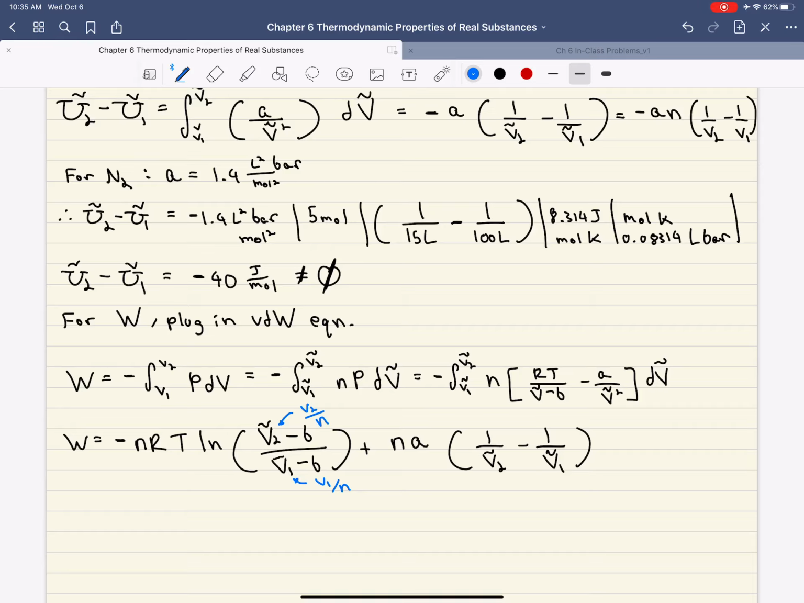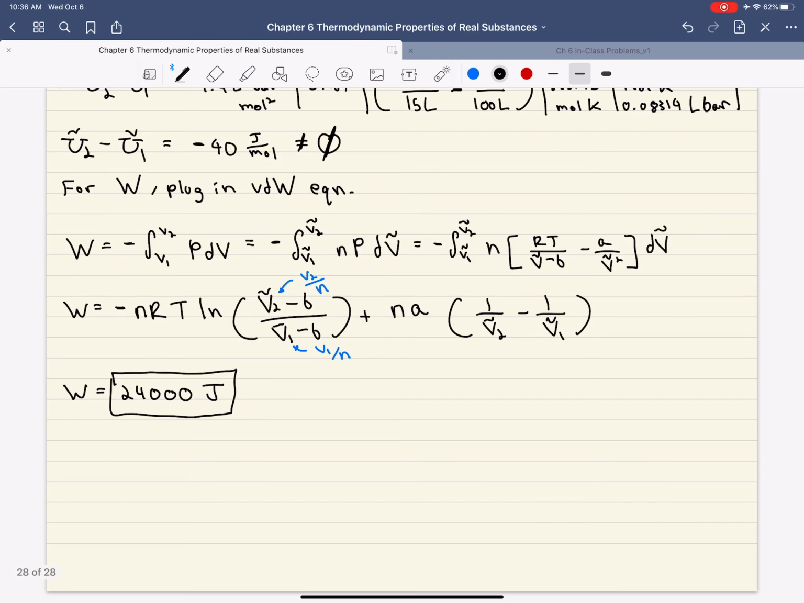All right, and so we know all the values in this equation. So if we plug in, we find that the work required for this isothermal compression is 24,000 joules. And it's a positive number, and that makes sense because we're compressing the system. So we have to add energy to the system.